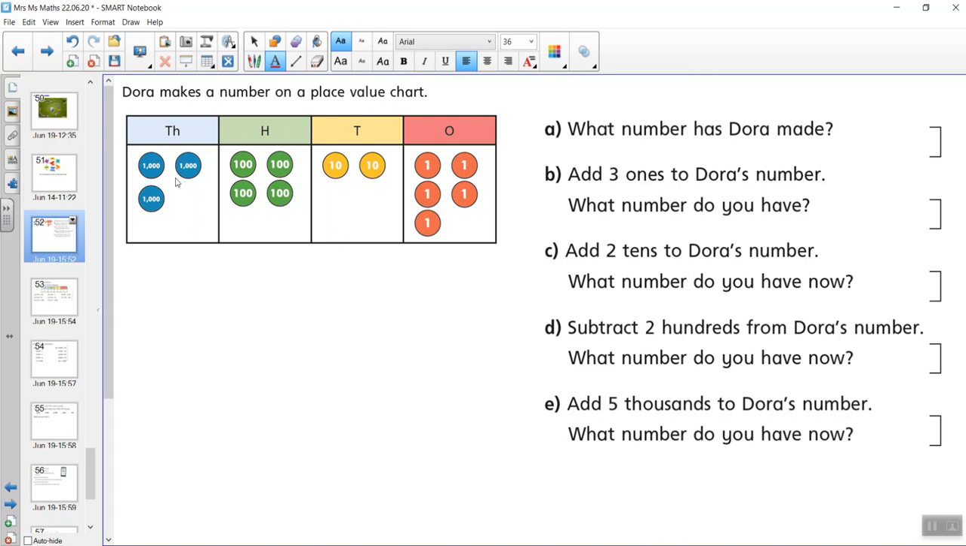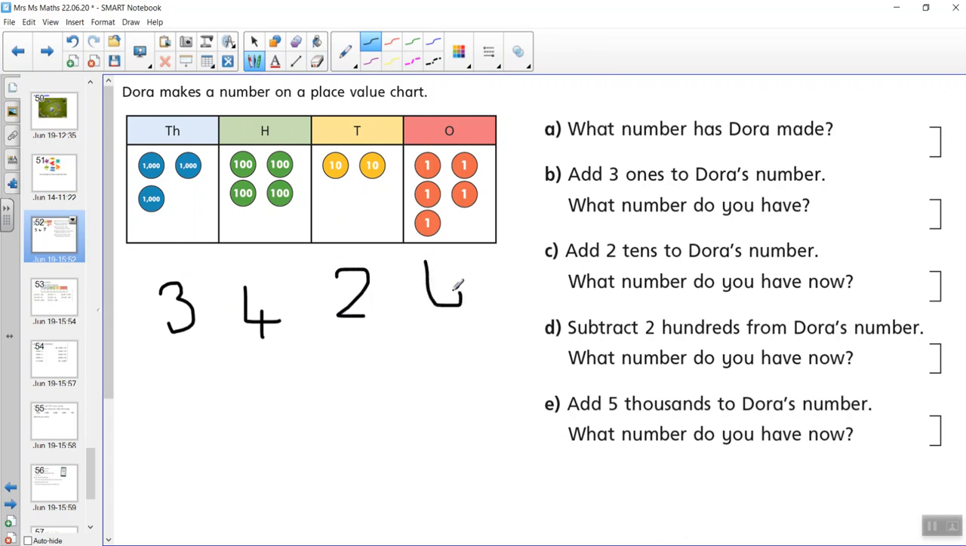It's 3,426. Let's just write that in. So it's 3,426. Now, before we go any further, you might need to go and get yourself a pencil and a piece of paper because there'll be some things that you need to do today.